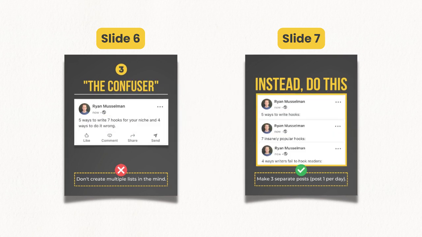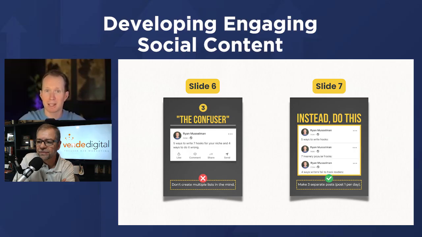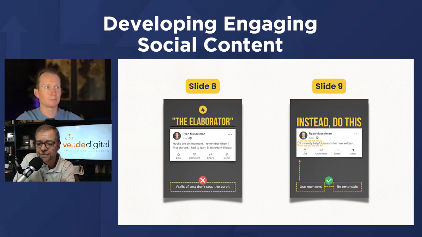Same thing. No one wants to be a confuser, right? So this really long hook where you're using all of these multiple numbers, 5 ways to write 7 hooks for your niche and 4 ways to do it wrong, really confusing. Just turn this into 3 separate posts. 5 ways to write hooks, 7 insanely popular hooks, 4 ways writers fail to hook readers. Now you've got 3 pieces of content. That's great. Instead of having an unimpressive hook for 1 single post.